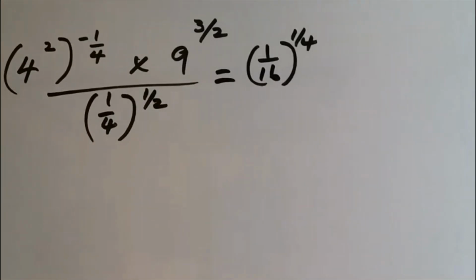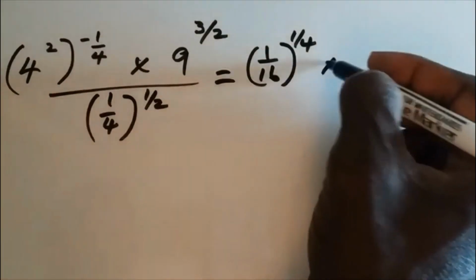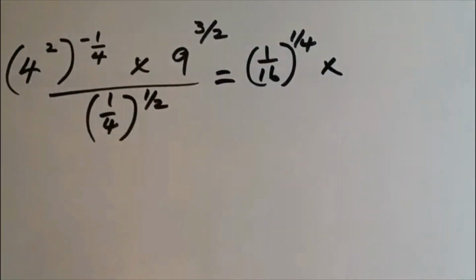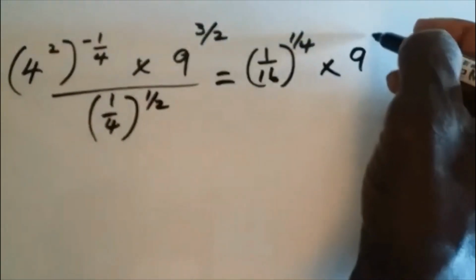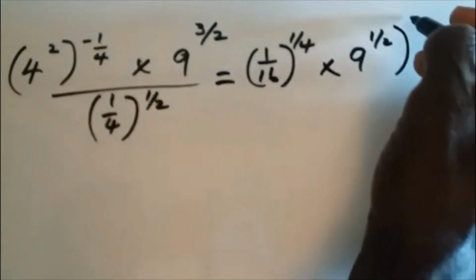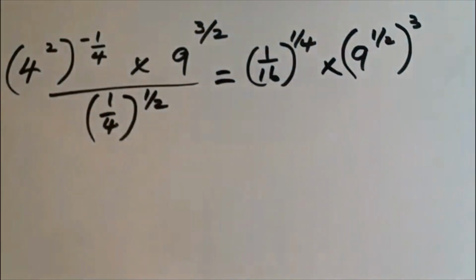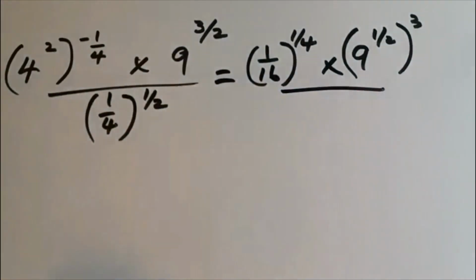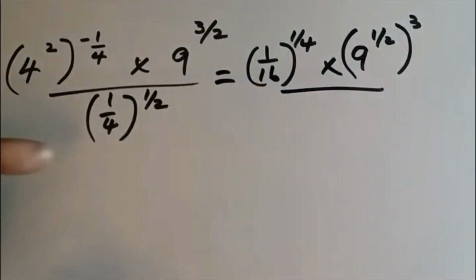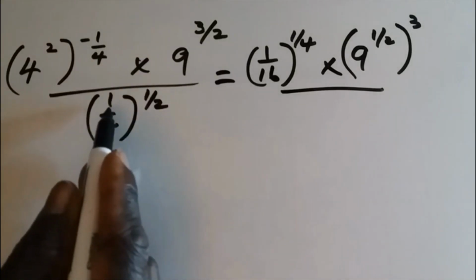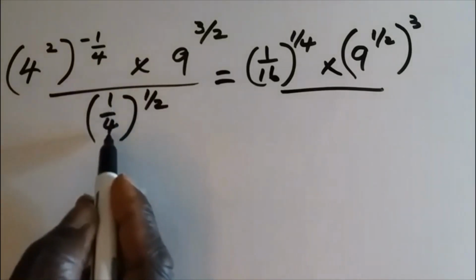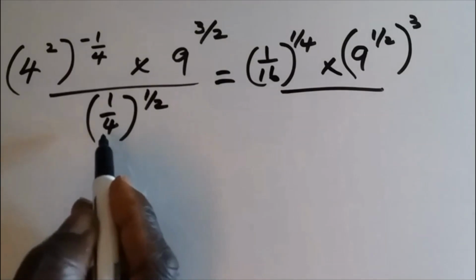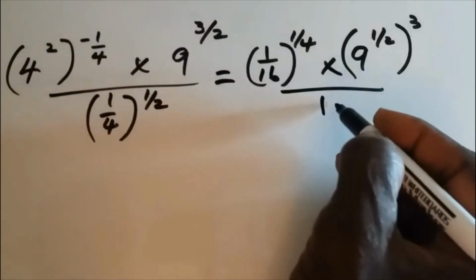And 9 raised to the power of 3 over 2 is the same as the square root of 9, and we'll cube that. And our denominator, we can simplify. This is like taking the square root of a quarter. It is, in fact, taking the square root of a quarter. We'll take the square root of 1, which is 1, and the square root of 4, which is 2. So this evaluates to a half.